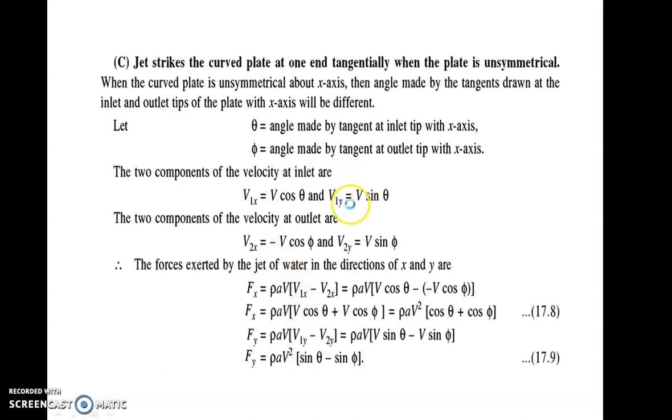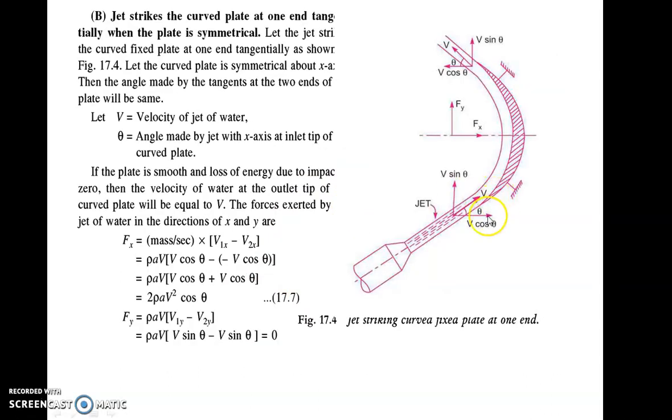What will happen if the plate is made unsymmetrical? That is, this angle is theta and this angle is phi. For unsymmetrical plate, you only have to take care that instead of V cos theta, the angle at outlet will be V cos phi, and V sin phi. So V sin theta and V cos theta. So inlet angle will be theta, outlet angle will be phi.